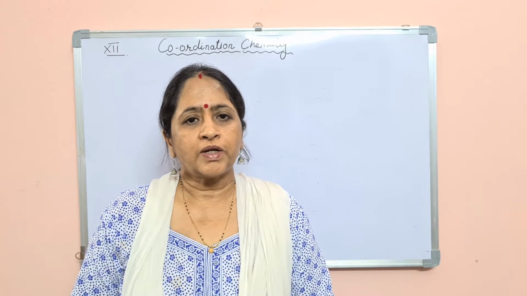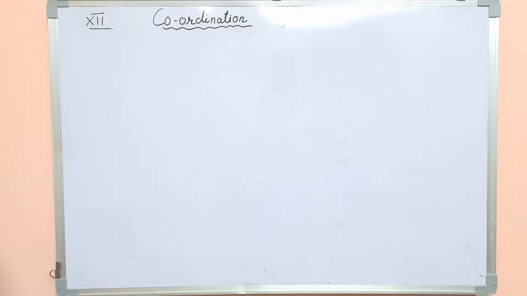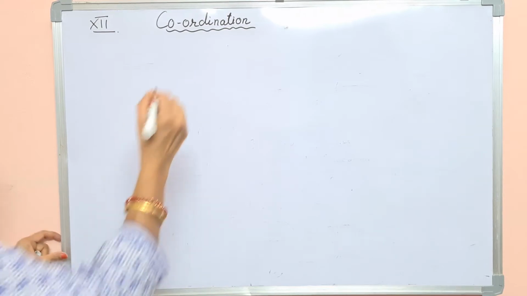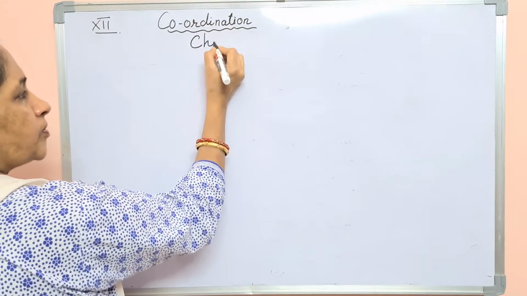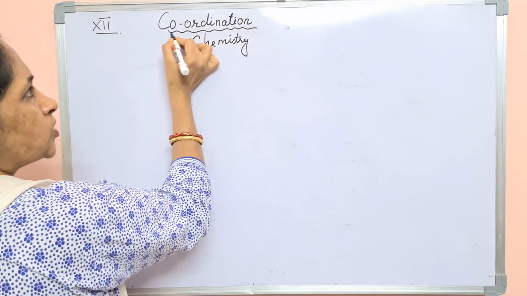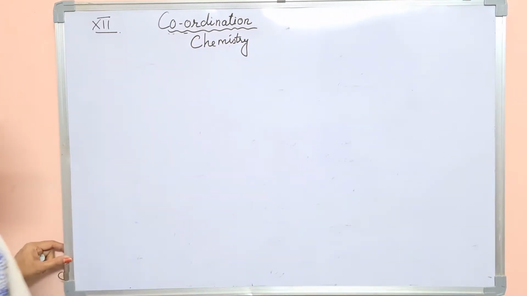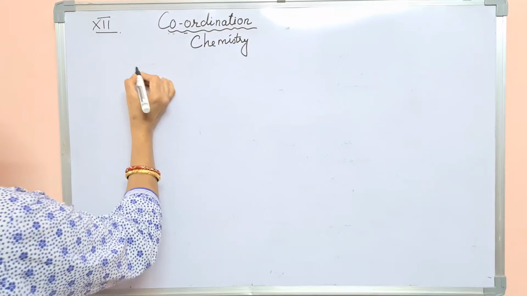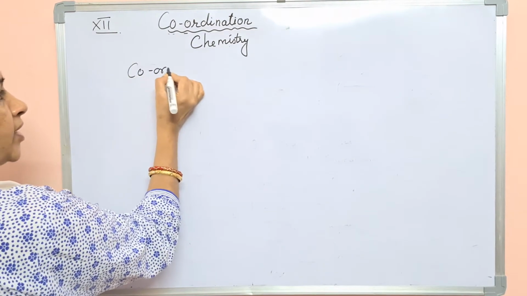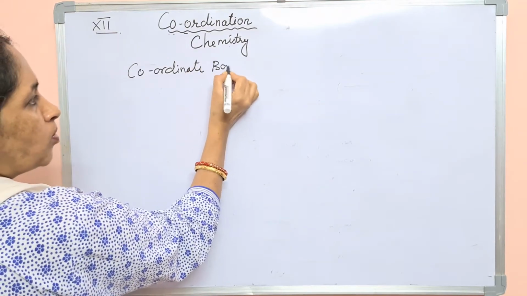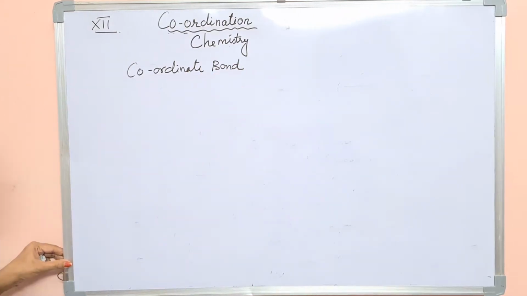Today we are going to start with coordination chemistry. So in the name of the chapter itself, the word is coordination. In the 11th class we have studied the coordinate bond. So what was the coordinate bond?